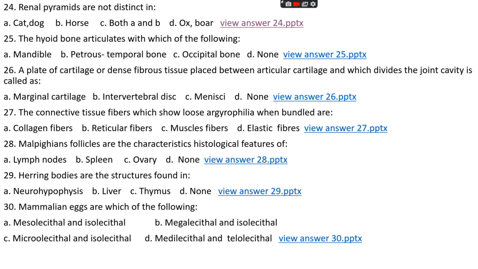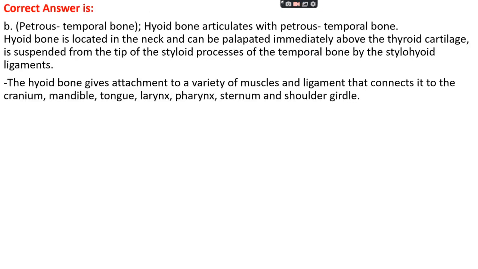Question number 25. The hyoid bone articulates with which of the following? Option A, mandible. Option B, petrous temporal bone. Option C, occipital bone. Option D, none. The right answer is option B, that is petrous temporal bone. The hyoid bone actually articulates with the petrous temporal bone.